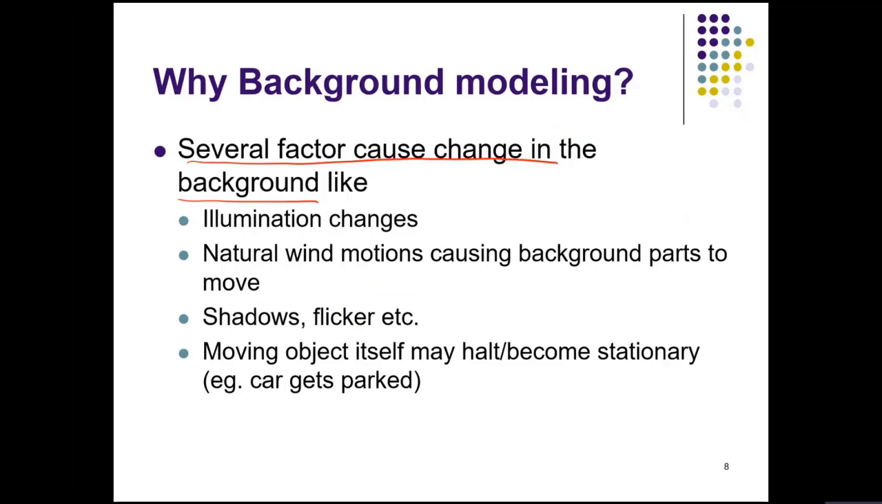Or there may be wind motion, because of which there may be a flag which may be moving, or there may be trees which may be moving. So there are several factors which may cause the background to change. There may be illumination changes. There may be natural wind motions which can cause some portions of the background to move. For example, if there is a flag, or if there are leaves or vegetation in the background, they may move.